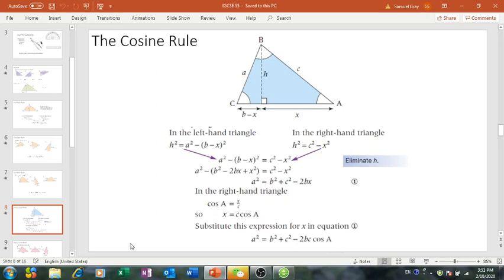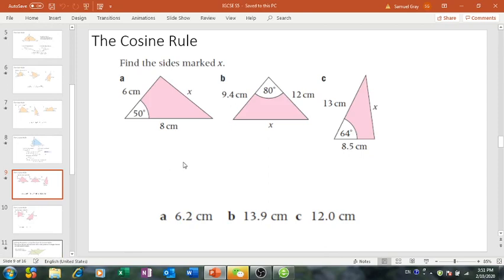But again, we can use those facts here. So for instance, if I want to work out x, I know that x squared is equal to 6 squared plus 8 squared, take away 2 times 6 times 8 times cosine of 50 degrees. Same here, x squared is 9.4 squared plus 12 squared, take away 2 times 9.4 times 12 times cosine of 80, and the same here, and these are the answers that you should get. Now, the exercise for cosine rule is S 5.8, page 269.